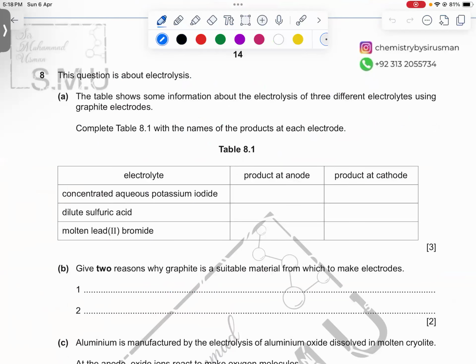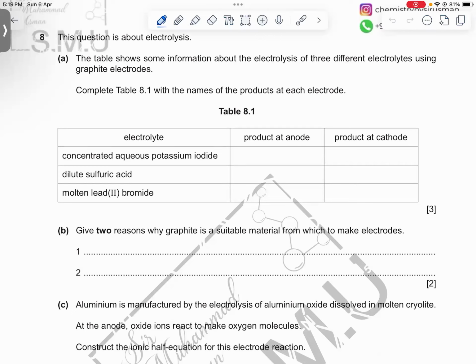And the first part of the eighth question, what does it say? This question is about electrolysis. The table shows some information about electrolysis of three different electrolytes using graphite electrodes. Complete table 8.1 with names of products at each electrode. All right. So we just have to write the products that would form from the electrolytes given over here. So the first one is concentrated aqueous potassium iodide.